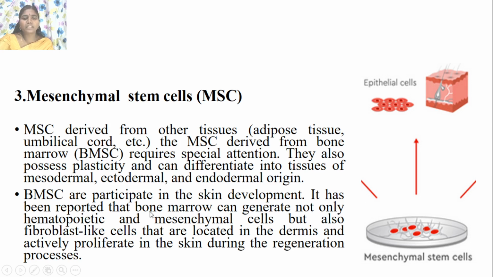It has been reported that mesenchymal stem cells from the bone marrow can generate not only hemopoietic and mesenchymal cells but also fibroblast-like cells that are located in the dermis and actively proliferate in skin during the regeneration process. Again, these are mesenchymal stem cells in in vitro conditions where they can form skin cells, which are applied for regeneration of the epidermis.